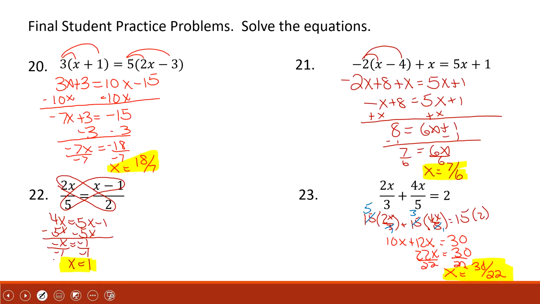Okay, so here are our answers. I'm not going to go through each one individually. Just know you kind of do everything. Distribution on the first one. There was distribution on the second one. There was a proportion on the third one. And there were fractions on the fourth one.